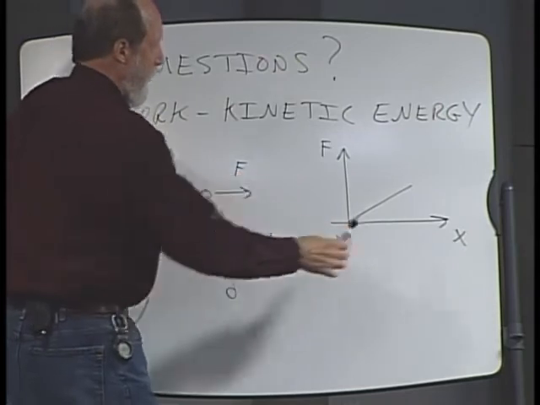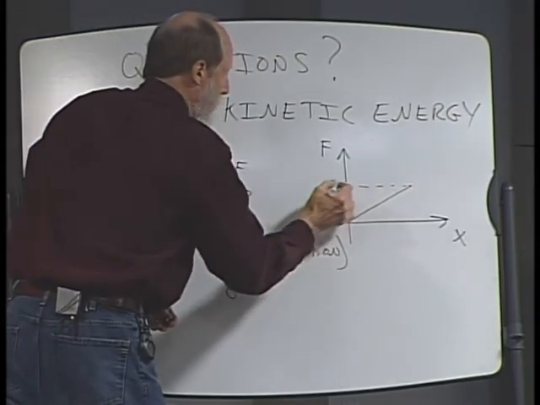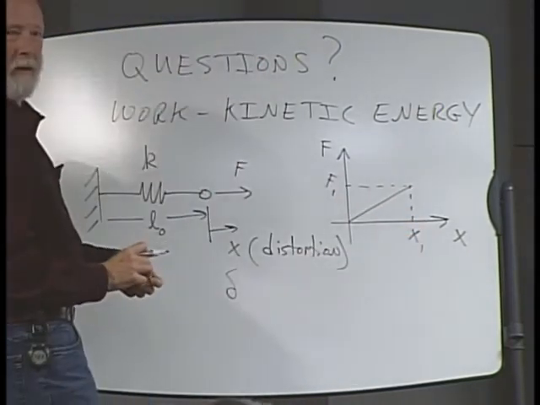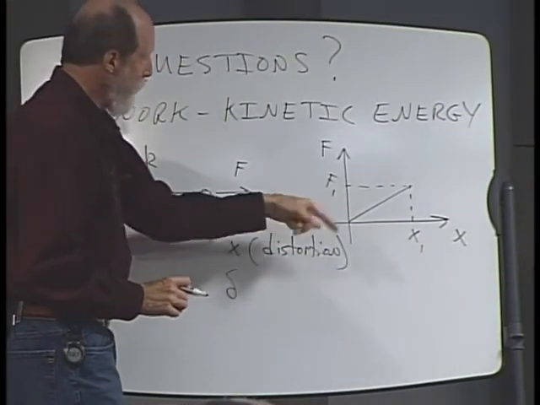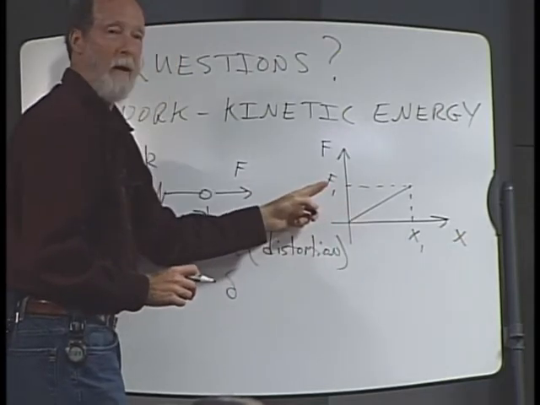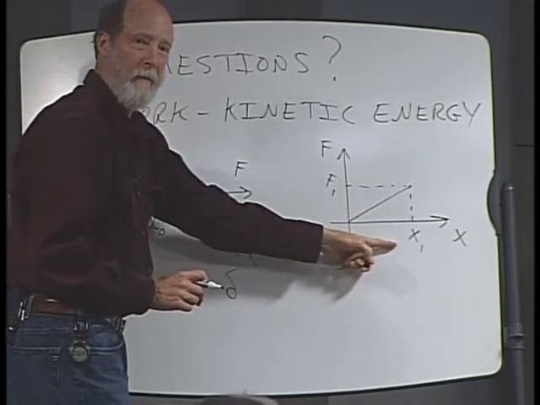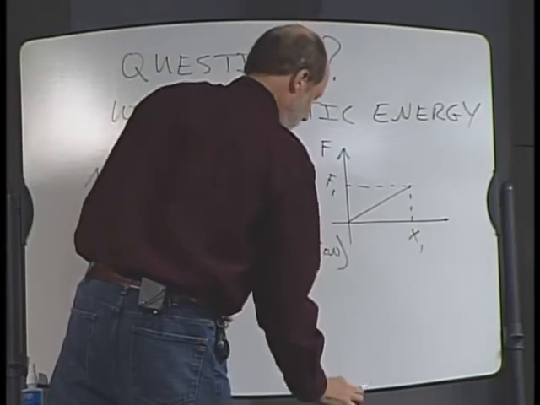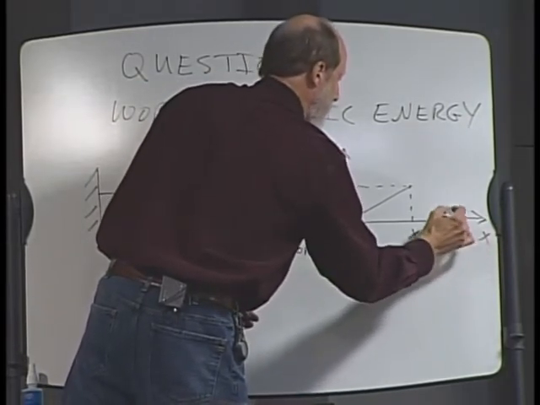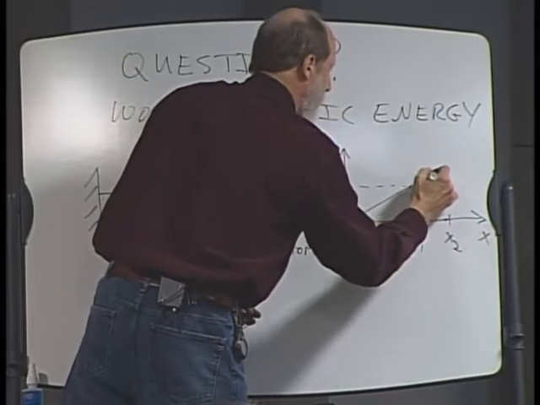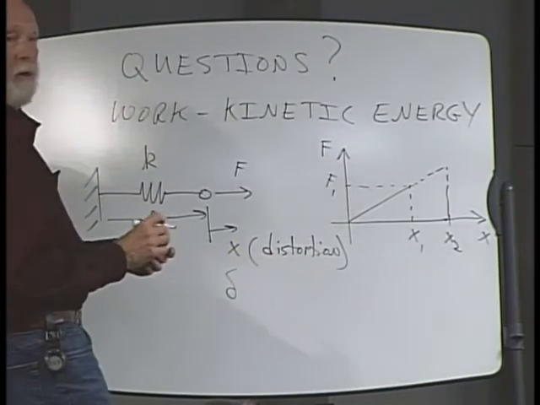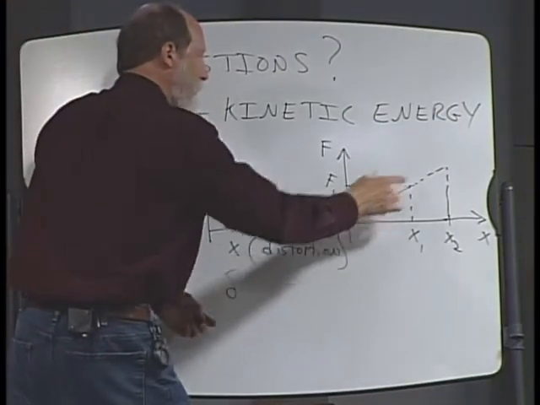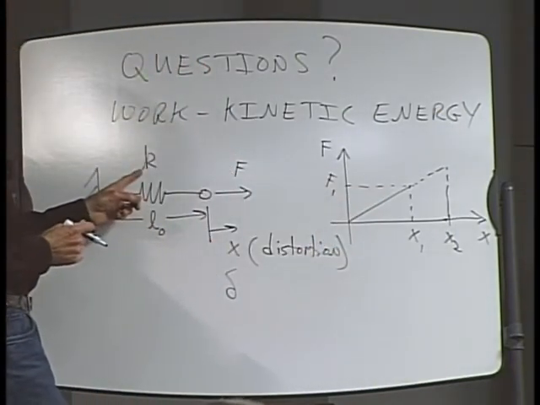Now, if it had some slope, say like this, that would take a certain amount of force to cause a distortion, right? X1 and F1. The slope right there would be the ratio of this, wouldn't it? F1 divided by X1. And then if I stretched it a little more out here to X2, then it's going to take a proportional amount more force to get out there to X2, isn't it?